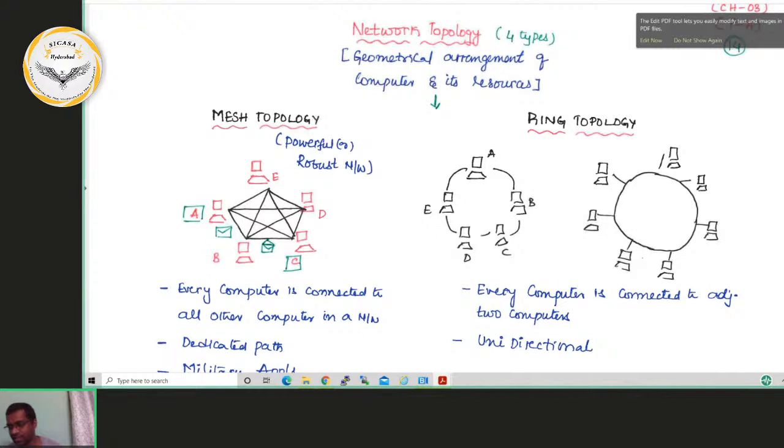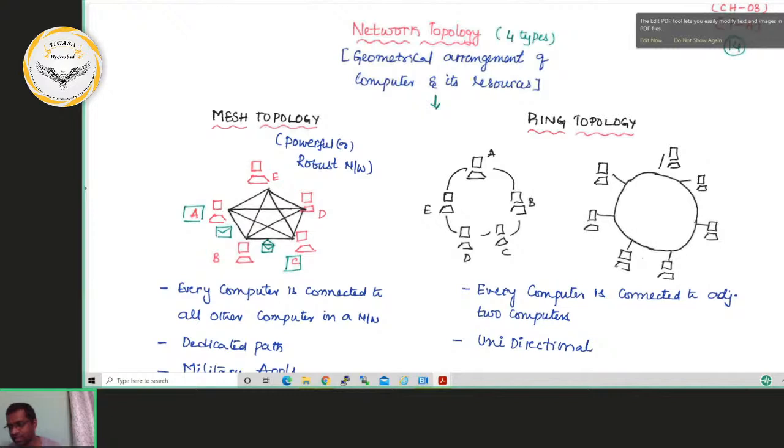However, what is the disadvantage of these networks? The main disadvantage is that it requires a huge infrastructure. For example, if I want to connect 5 computers, every computer is connected to 4, that is n minus 1, where n is the number of computers in a network. Let us say if I want to connect 1000 computers, each computer should be connected with 999. So it requires a huge infrastructure. That is the reason we cannot use mesh topology for developing larger networks.